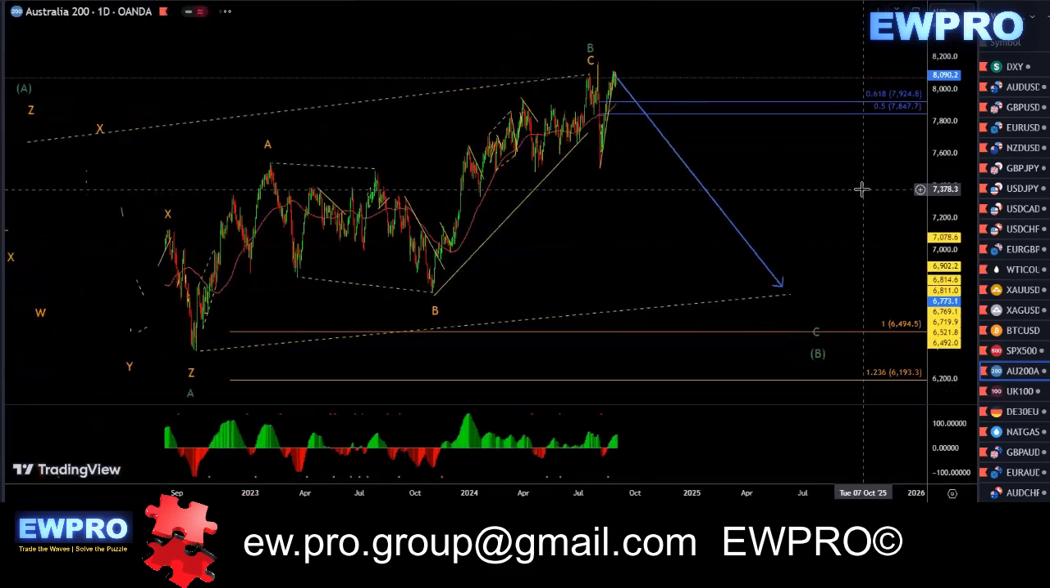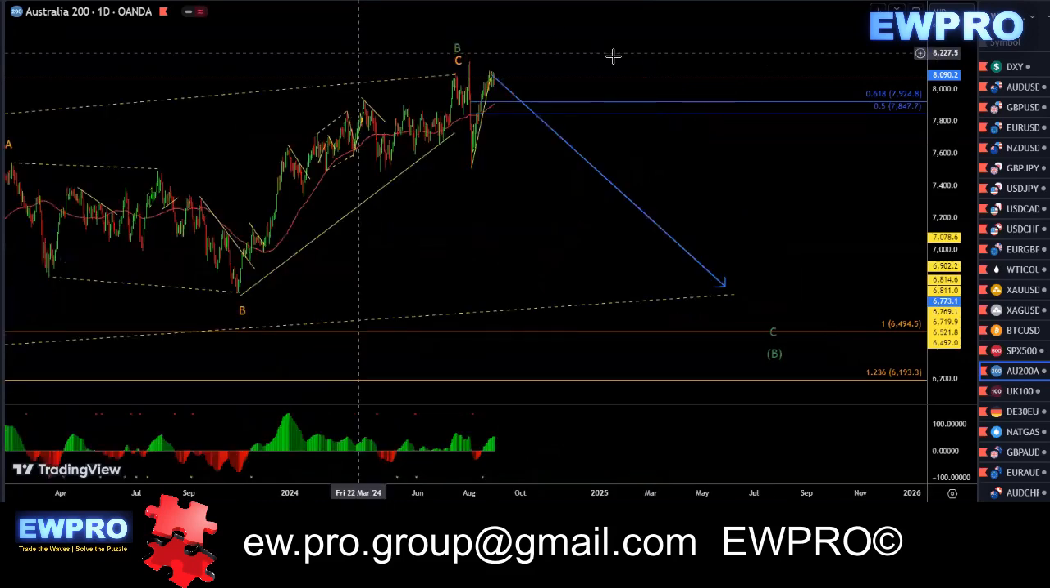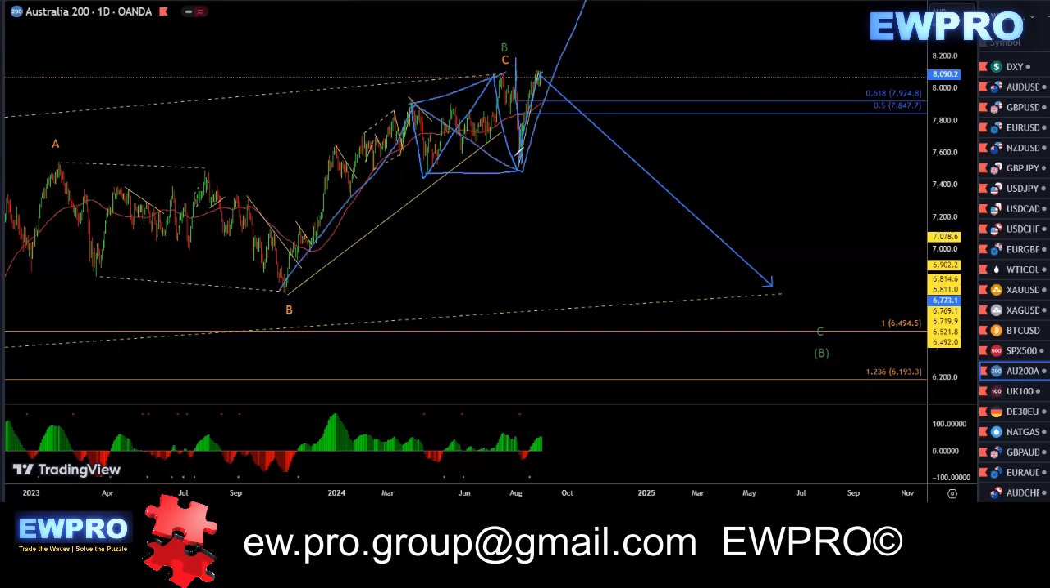AU 200, we got the C up, like I've mentioned. We got that A, B, C. The 100 pip target was around there, so I just went just past that 100 pip. Thing is now, it's very similar to S&P 500. We had a nice impulse down and it's gone straight back up. So this may be some sort of an A, B, C here, the flat, and you get an A, B, and we're getting a C up now.